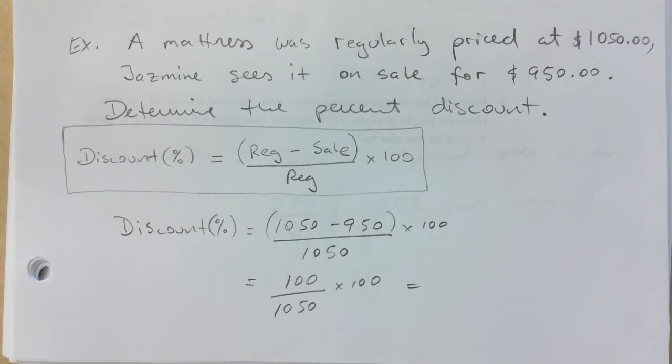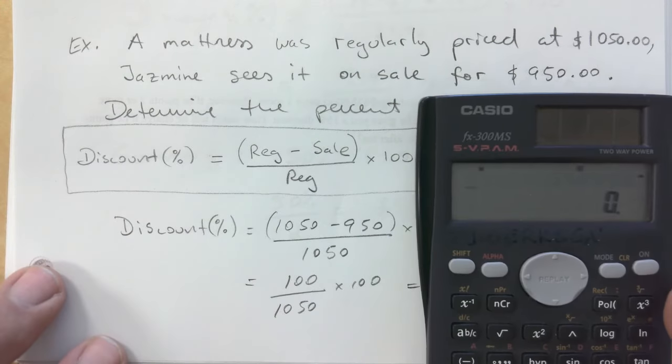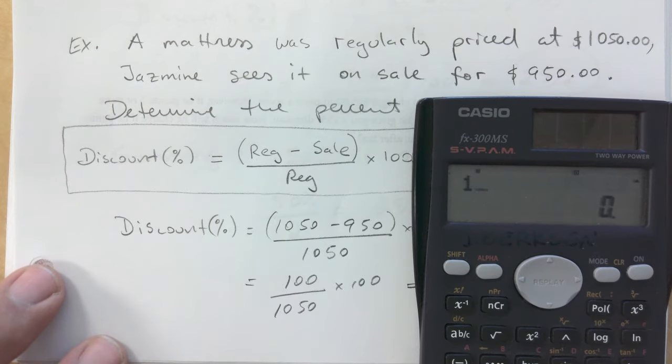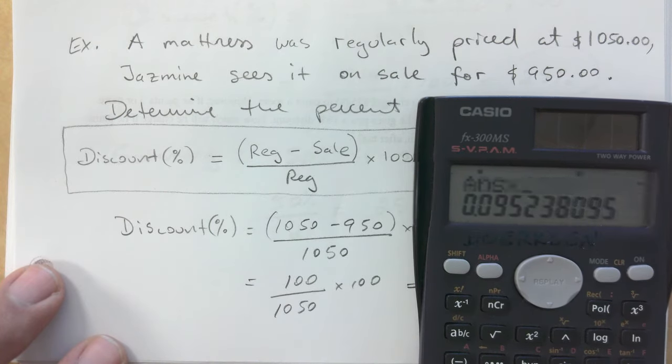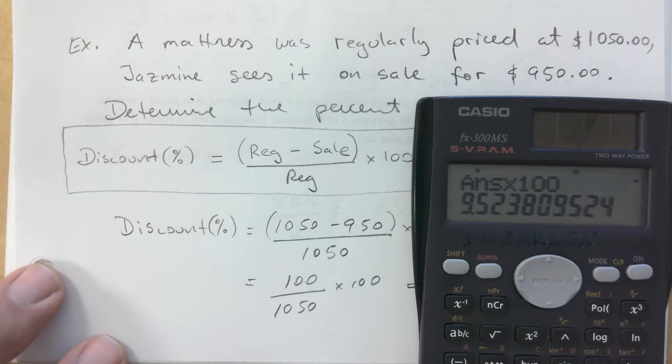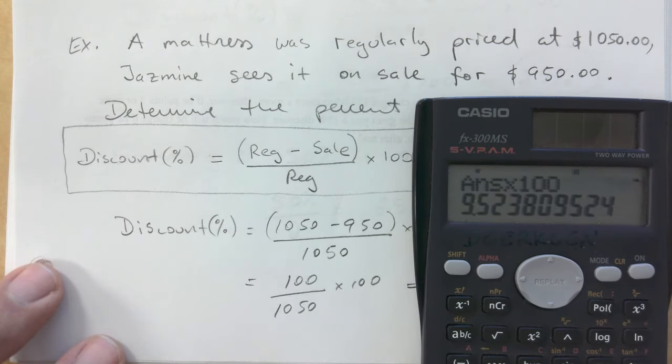I guess I will show you what I do here on my calculator. Watch, I take 100, I divide it by 1,050, I hit equal, then I multiply that by 100. So I get 9.52%.